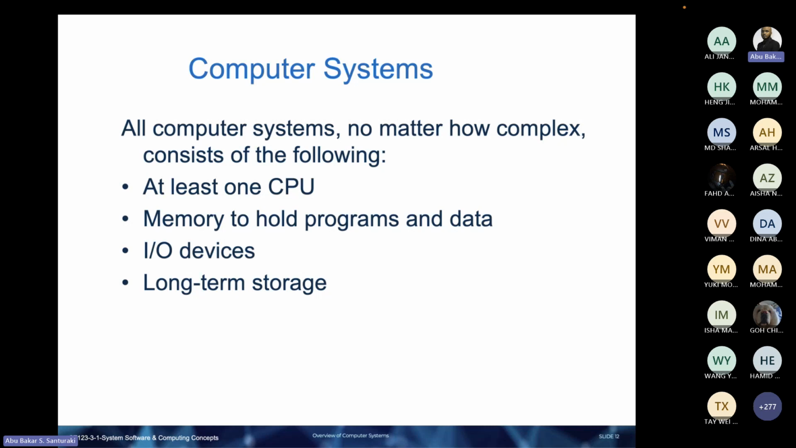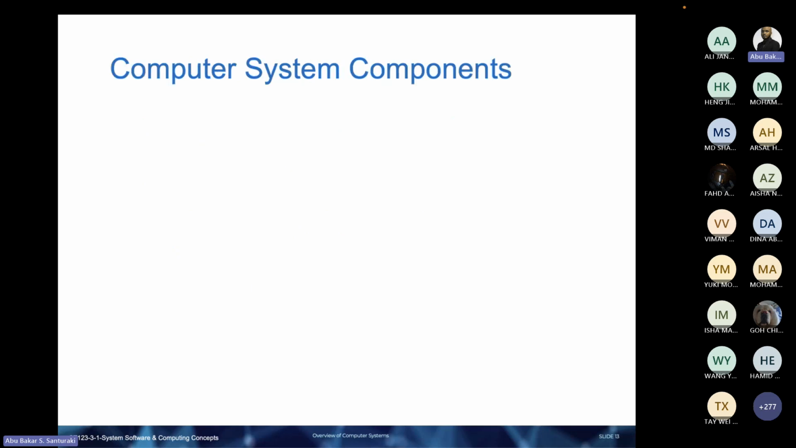And then lastly, storage. So if you're asked what are the four primary components for every computer, you will say at least one CPU, memory, then input and output devices is one thing. It's not input device one thing, then output device another thing. Input and output devices are a unit, and then long-term storage. So CPU, memory, input and output devices, and long-term storage.